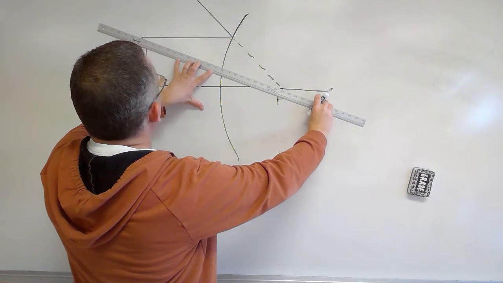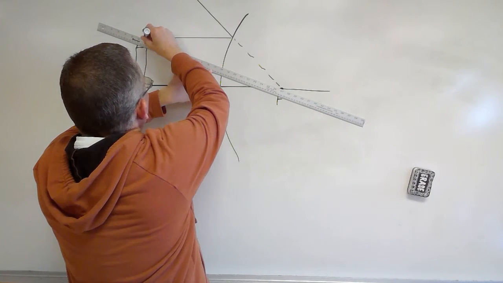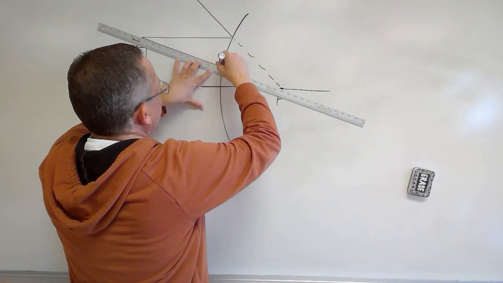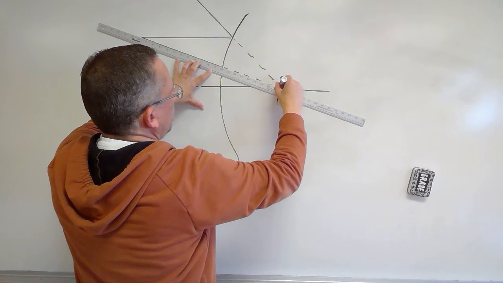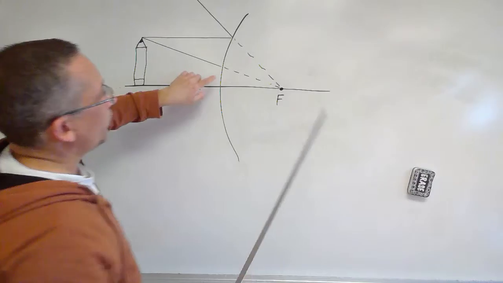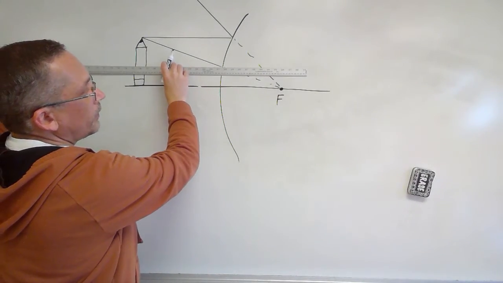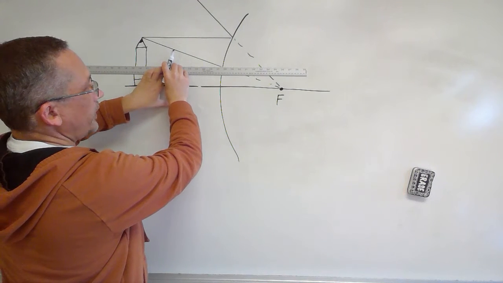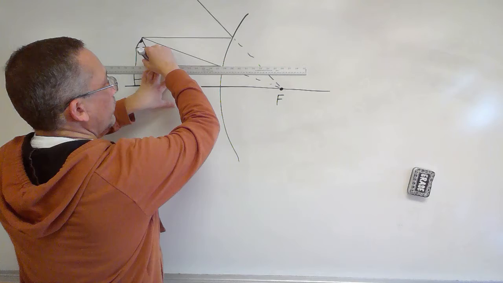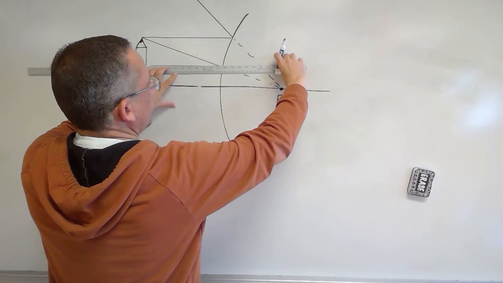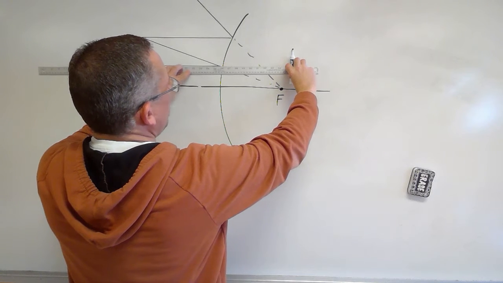Okay. And I'm going to draw a solid line to the mirror, and dashed after that. And then from this point where it intersects the mirror, we're going to reflect back parallel to the principal axis. Okay, and let's continue this.